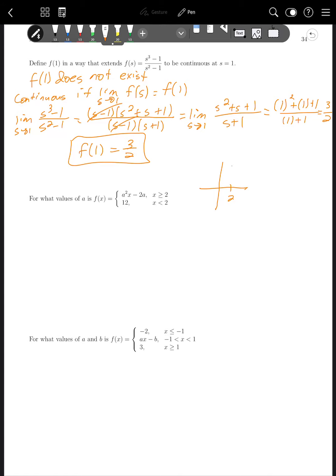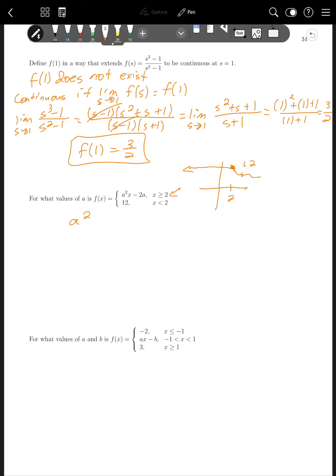For anything less than that, I have the function equal to 12. So I have a line like that. What I need is this top piece that's going to be over here to touch that. I don't know what it looks like, and I don't really care. I just need it to fill in this hole and go from there.